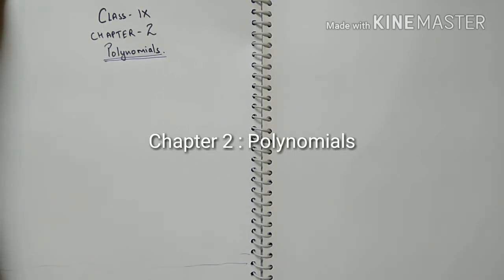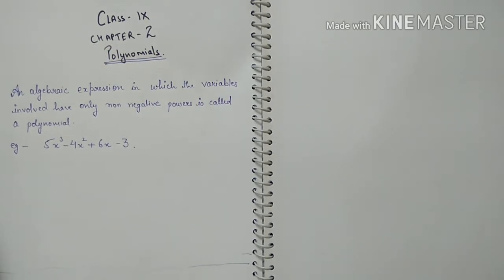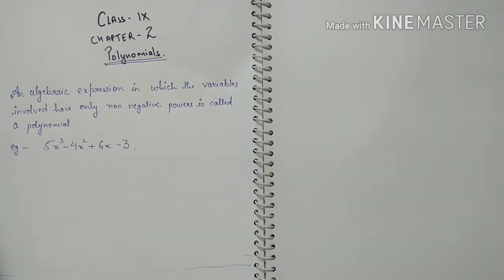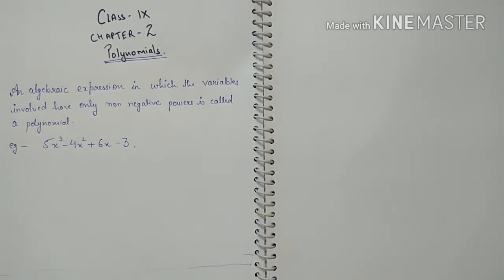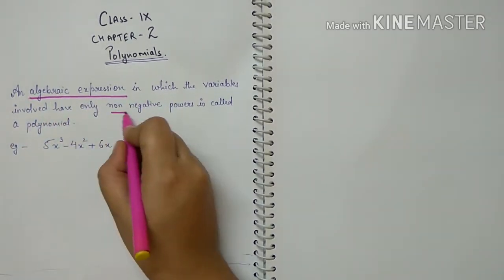So let's see the basic definition of what is actually a polynomial. Starting with the definition, a polynomial is defined as an algebraic expression in which the variables involved have only non-negative powers. Now here we have to see what an algebraic expression is and what we mean by non-negative powers.